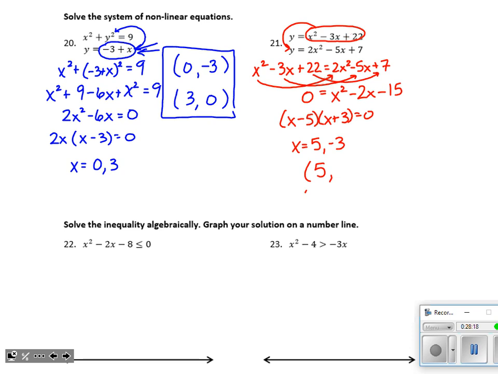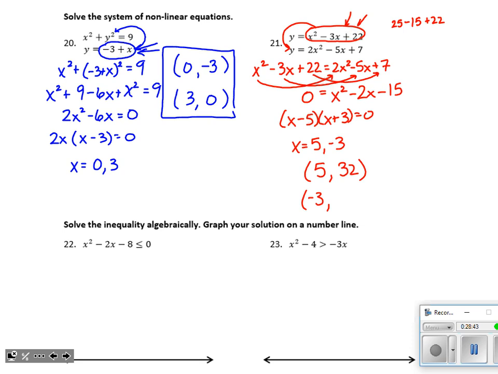So I've got 5 something and negative 3 something. And it's a little bit more work to plug them back in, but this original equation, it's not terrible. If I plug in a 5, 5 squared is 25, minus 3 times 5, that's 15, plus 22, I get 32. And again, the calculator can help with some of this quick arithmetic. We just want to be careful with negatives.